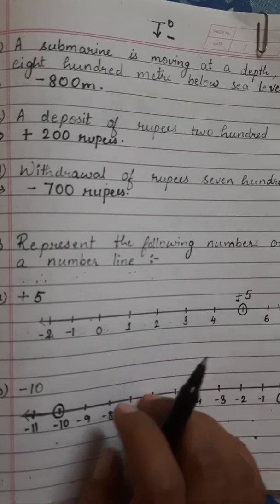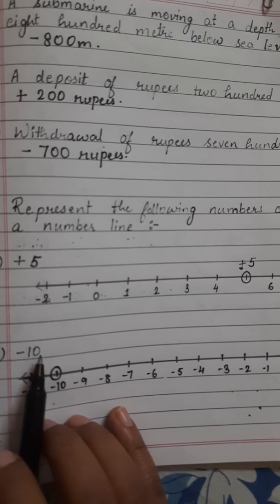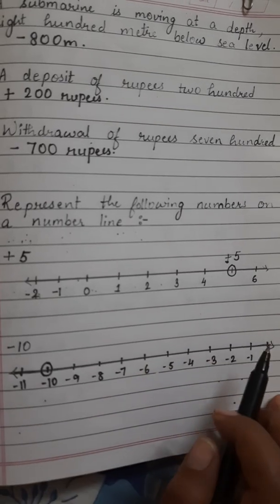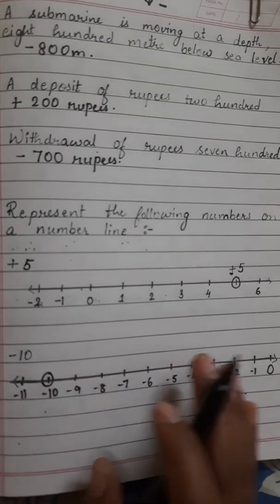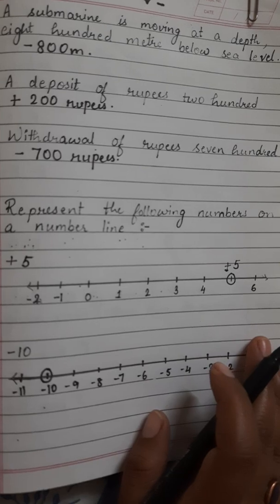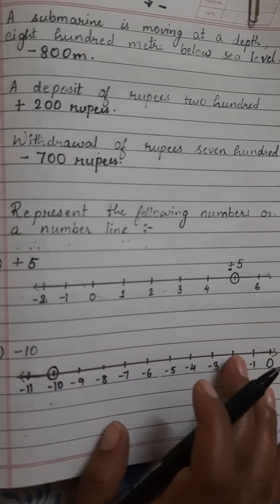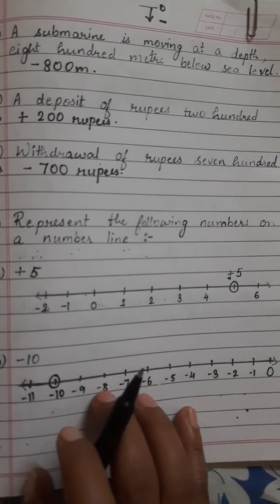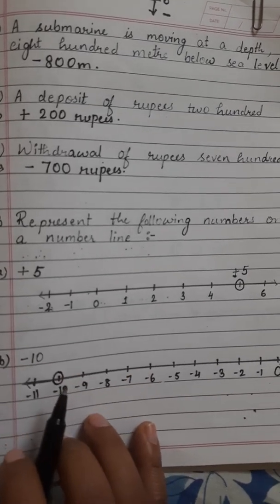Understood? Now let's see the next one, minus 10. Minus 10 means in the number line you have to first mark the points, and then from 0 I have to move to the left side more. Right side I don't want any number. After 0 I don't want any number, but from 0 I want all the numbers. So 0, then minus 1, minus 2, minus 3, minus 4, minus 5, minus 6, minus 7, minus 8, minus 9, and then the number comes, minus 10.